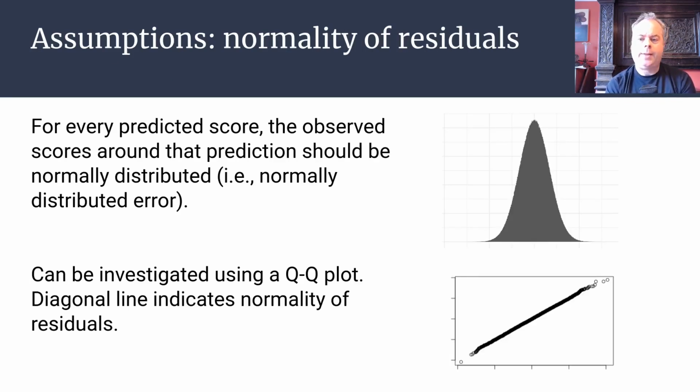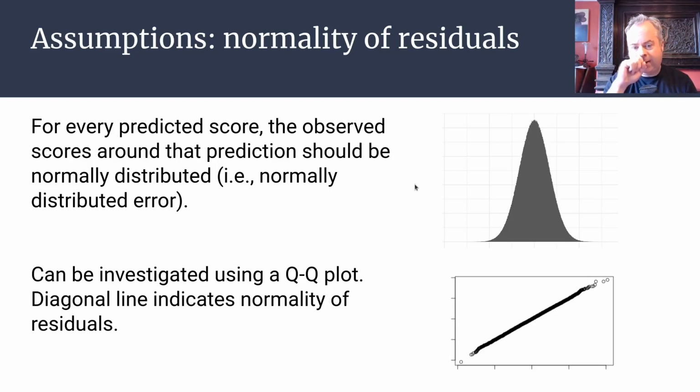As we looked at in the first workshop on simple regression, we need to ensure that our residuals are normally distributed. So for every predicted score, the observed values around that prediction should be normally distributed. In other words, there should be lots of real data points that are quite close to our regression model, and then fewer data points that are further away from our regression model. We'd expect, if we plotted our residuals, a fairly normal distribution such as this.